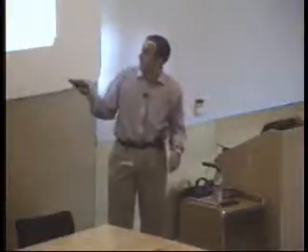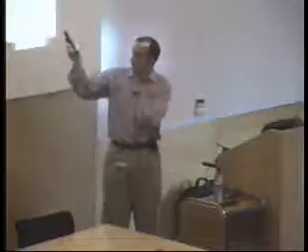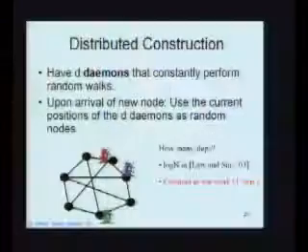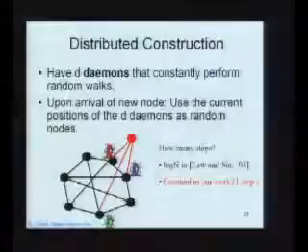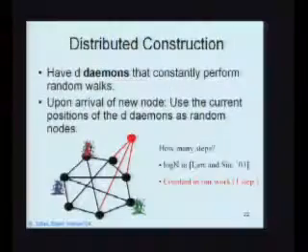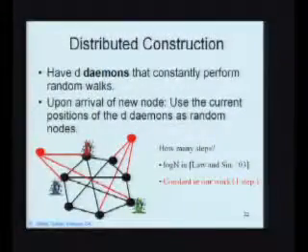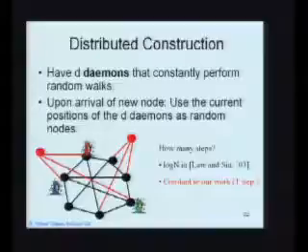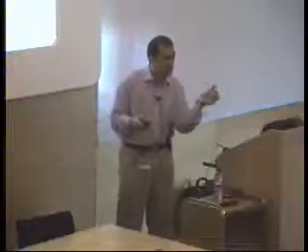Upon arrival of a new node, the daemons move around the network. The new node contacts the ultra peers that maintain the daemons, finds their current locations, and connects to them. In the next step, when another node arrives, it has to wait for the daemons to move a little bit and connect to their next location. So in this application, we have these daemons moving around and people joining their location. But it's important that the daemons make some steps before joining.